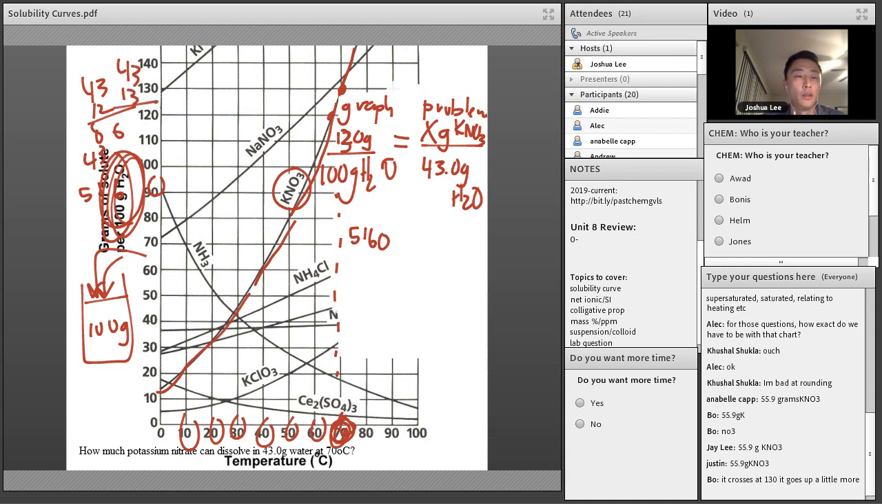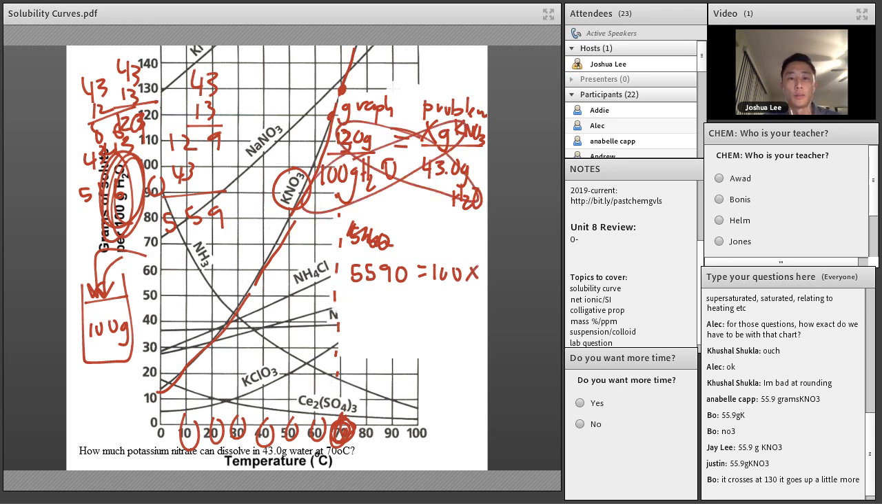43 times 13. We're just adding 43. That's 559, so 5590 equals 100x. That's after I cross multiplied right there. Last step, divide by 100, and that's how all you guys got 55.9 grams of KNO3.